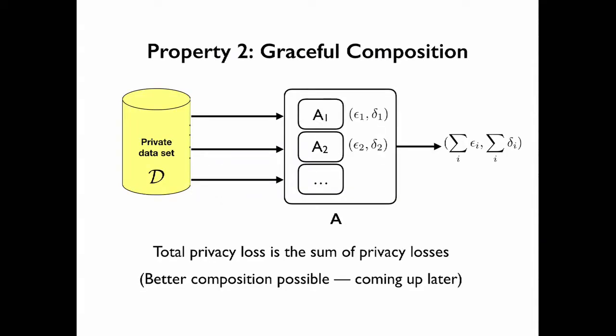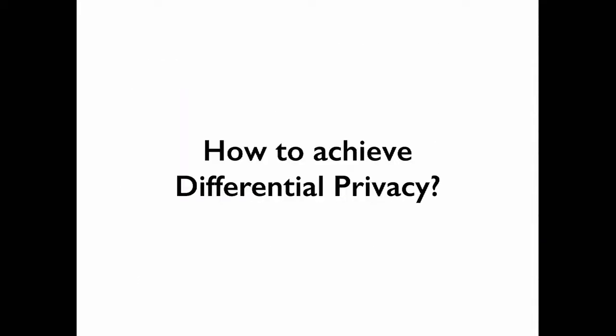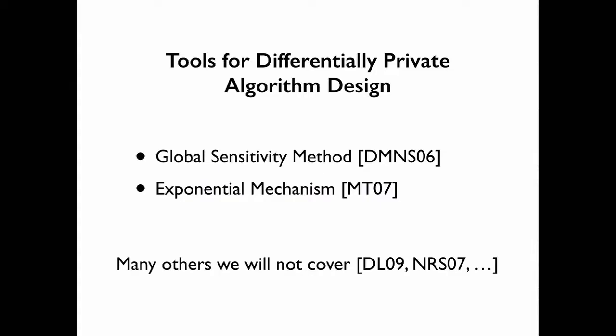Good. Hopefully I have convinced you now that differential privacy is a good definition, and this is something to aspire to. Now the question is how to achieve differential privacy. What I will do is begin with a couple of tools for general differentially private algorithm design.